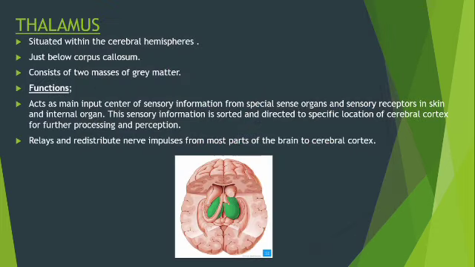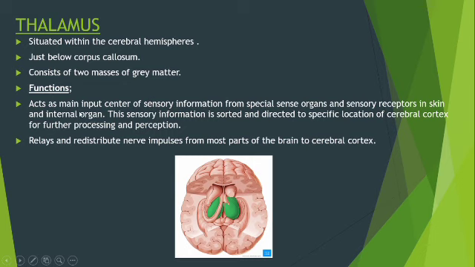The thalamus is situated within the cerebral hemispheres, just below the corpus callosum. It consists of two masses comprising grey matter and white matter. So here the white matter is not included in the note, but you should include it in your note. It consists of two masses of grey matter and white matter.